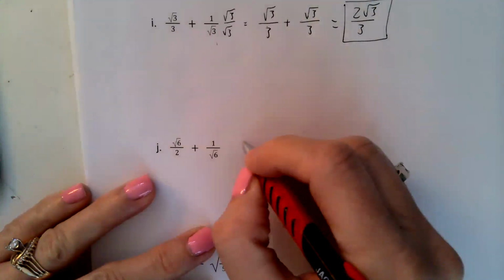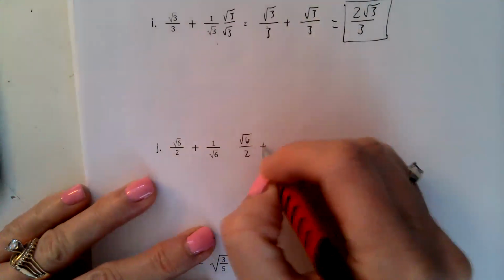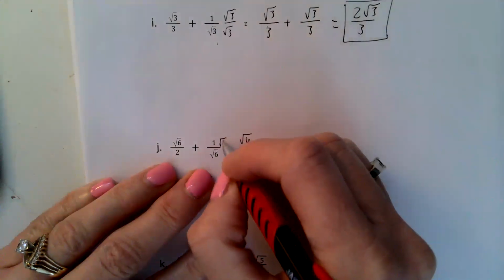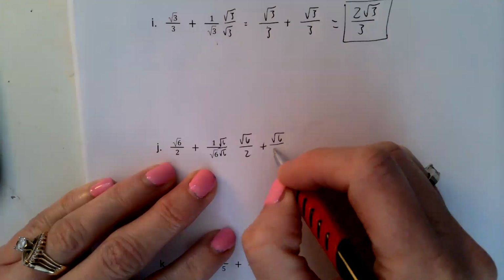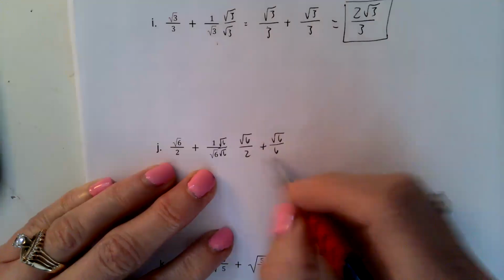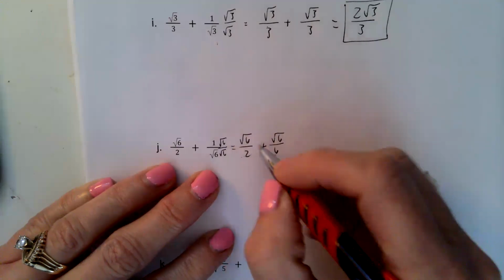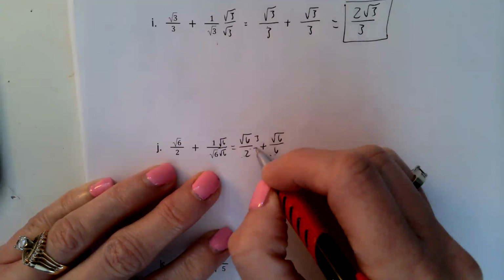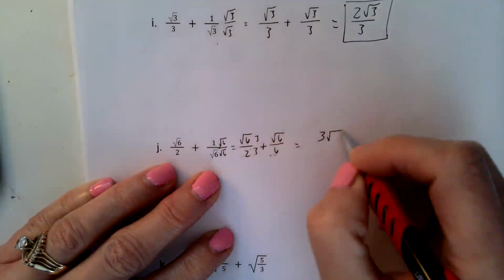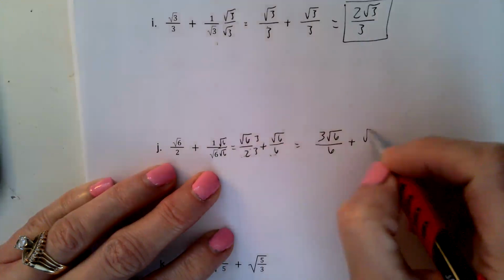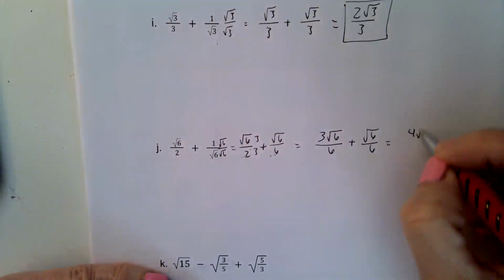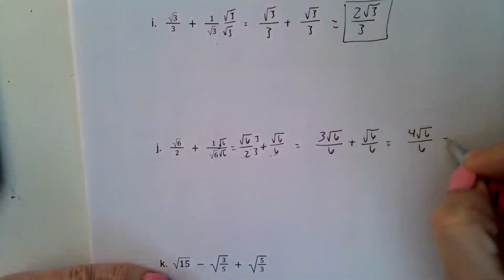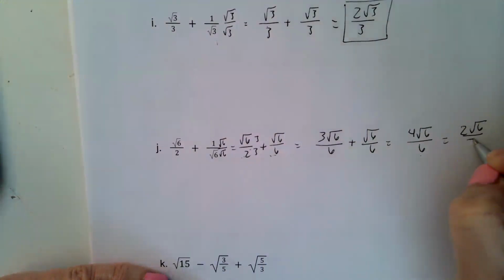Okay, J. I want to add this fraction, and then I have to rationalize this fraction. So that becomes the square root of 6 over 6. But we don't have common denominators, so I have to multiply this fraction times a 3 over 3. So I have 3 times the square root of 6 over 6 plus the square root of 6 over 6. Now I can add the numerator. So I have 4 times the square root of 6 over 6. And the 4 over 6 can be reduced. So I have 2 times the square root of 6 over 3.